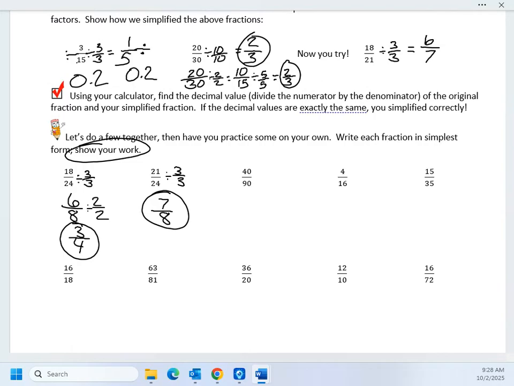So we want to simplify. Oh, friends, this is a good question. Haley asked, can we multiply or do we always have to divide? Yesterday when we were doing equivalent fractions, we could multiply up. Simplifying, you always are dividing down to the smallest fraction. Always, always, always dividing down. So you will be dividing all of these fractions to get the smallest fraction you can get.